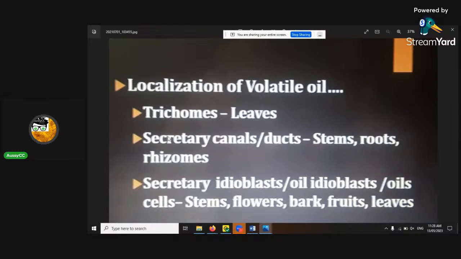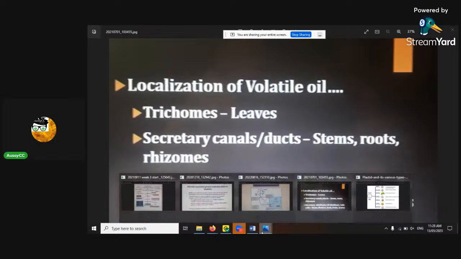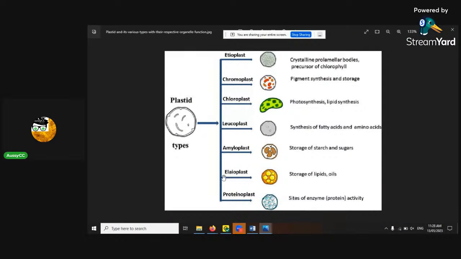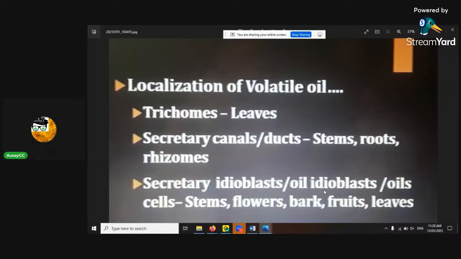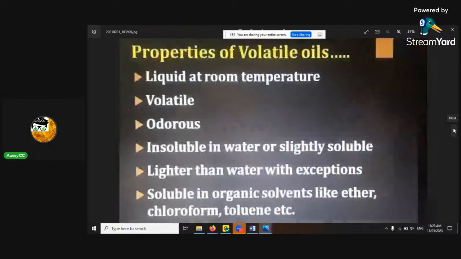Trichomes, secondary canals and ducts, secondary, it's elaioblasts. Remember? Elaioblasts, E-L-A-I. Sometimes they get it wrong too.